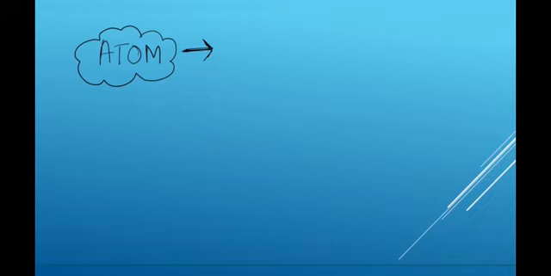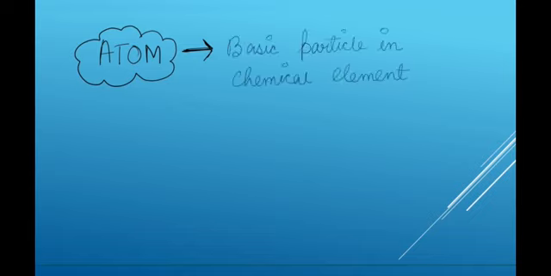What is an atom? Atom is the basic particle in a chemical element. Any element has got a basic particle. That is what is represented by an atom, or that is what we call an atom. Now this atom can be divided into subatomic particles. What are those? Proton, neutron and electron. Proton is represented by P, neutron by N and electron by E.